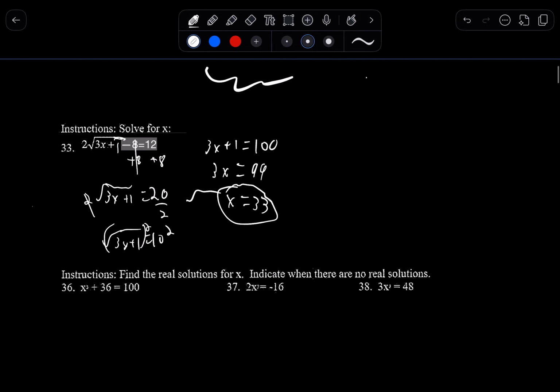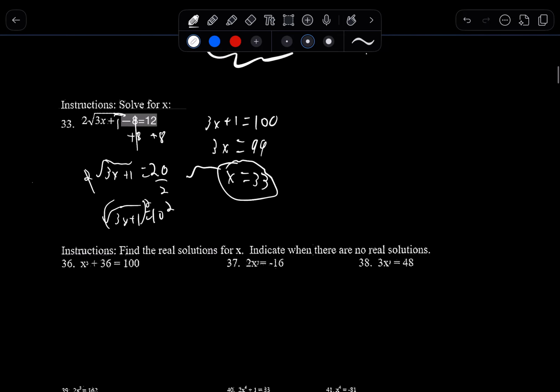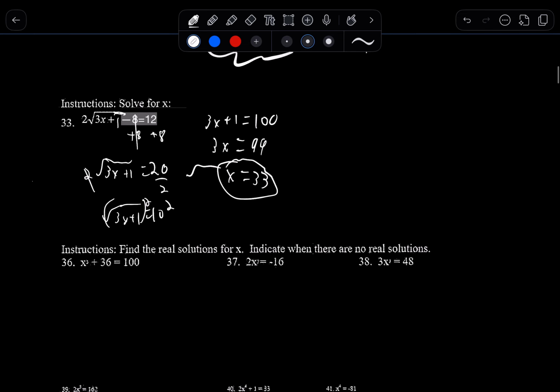Now the other ones are crossed out, but for the next one that's crossed out, 34, you will end up with an i, because you cannot have a negative thing in a radical. Whenever you have a negative in there, it turns into an i.